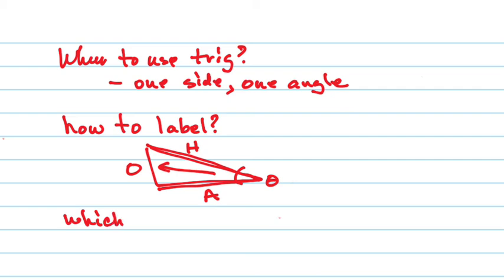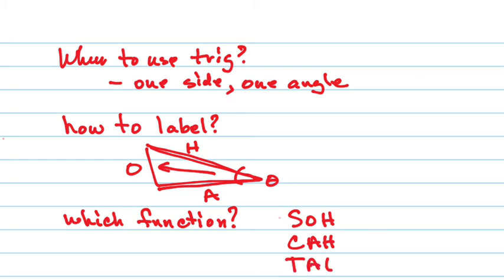Then, which function? And those are easy. You'll just remember Sohcahtoa. Oop, I can't spell. That's terrible. Toa. And that will tell you which trig function that you need to use. So those are the three keys here.